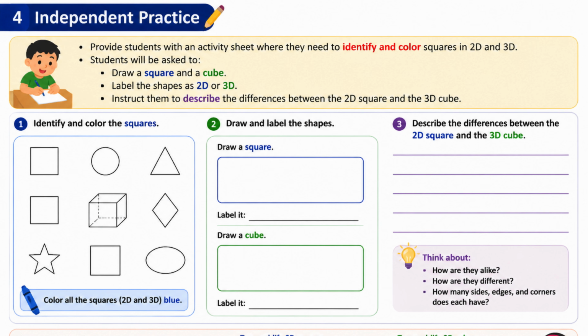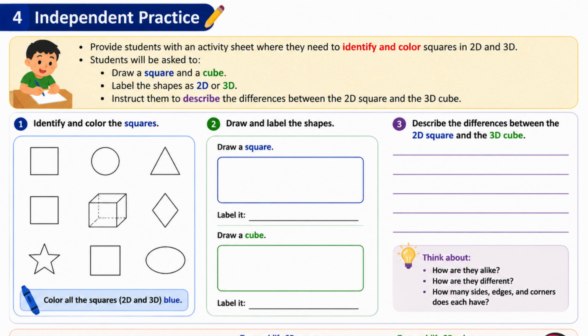Now the session on independent practice. Provide students with an activity sheet where they need to identify and color squares in 2D and 3D. Students will be asked to draw a square and a cube. Label the shapes as 2D or 3D. Instruct them to describe the differences between the 2D square and the 3D cube.